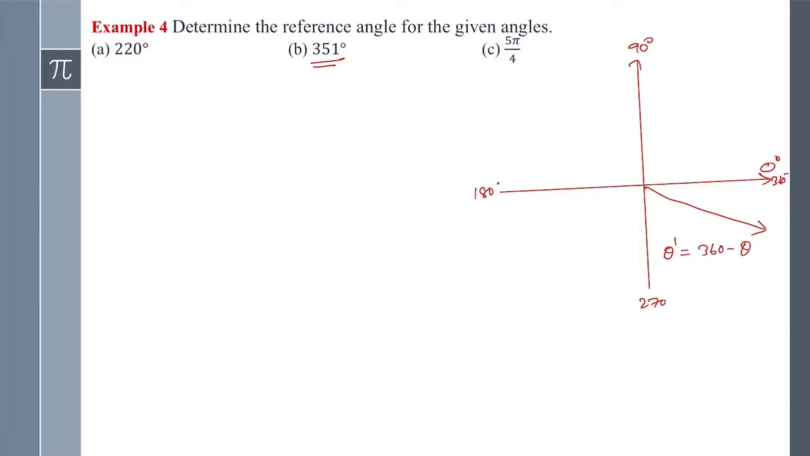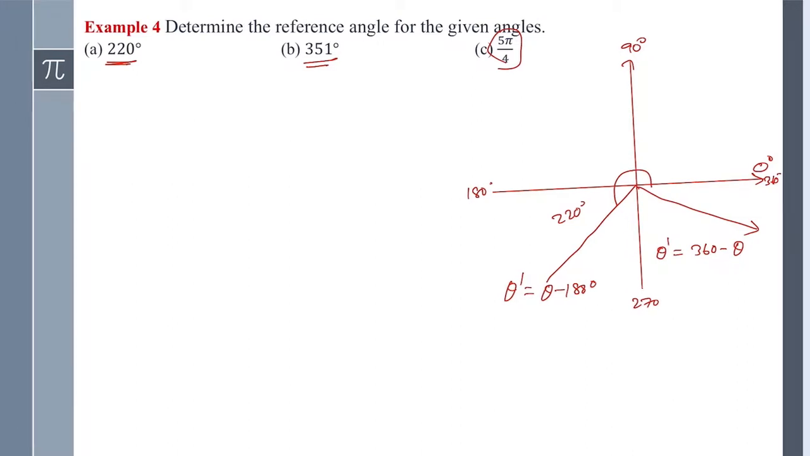Now this one, 220, is an angle in the third quadrant right here. This is 220. In order to find the reference angle for an angle in the third quadrant, we have to do theta prime equals theta minus 180 degrees. Now, where is 5 pi over 4? Because that is in radians now.